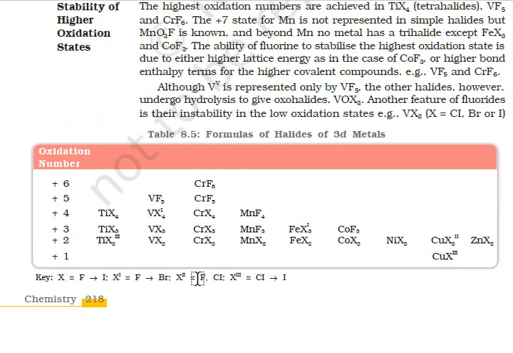If we see the formation of halides with the 3d series metals, titanium can form tetrahalides, trihalides, and dihalides. In the case of vanadium, it can form pentahalides, tetrahalides, trihalides, and dihalides. Chromium can form hexafluoro and pentafluoro compounds, while it can also form tetrahalides, trihalides, and dihalides. Manganese can form tetrafluoro and trifluoro compounds, but generally manganese forms dihalide compounds. Next is iron.